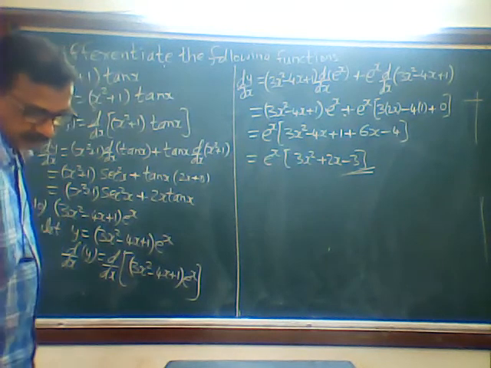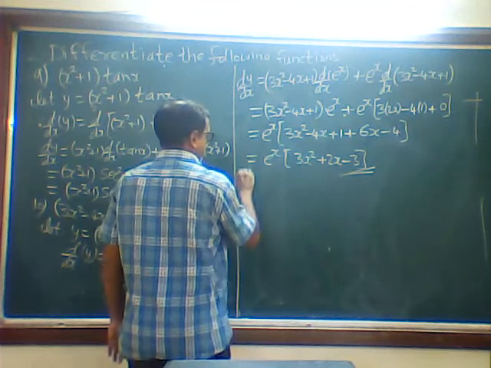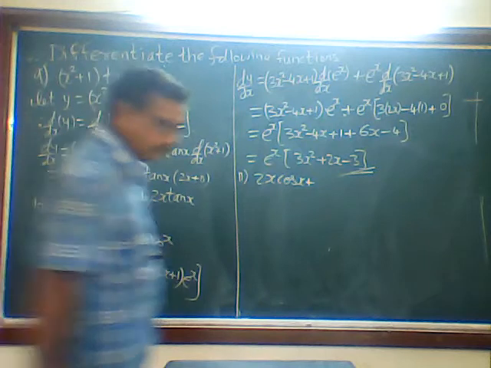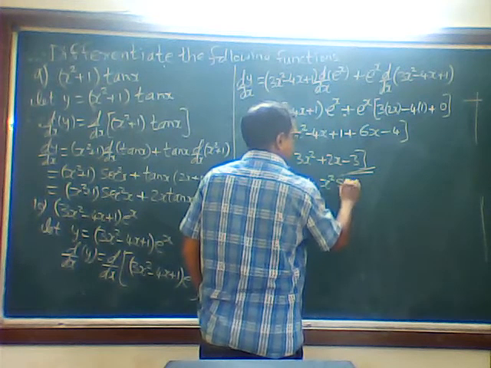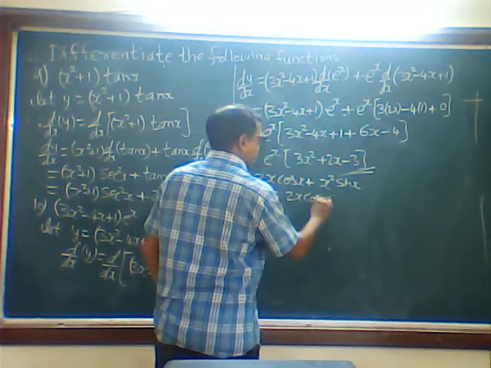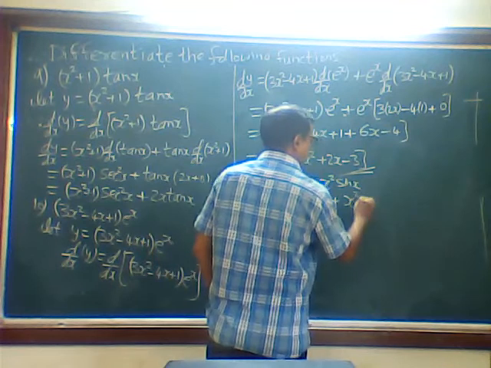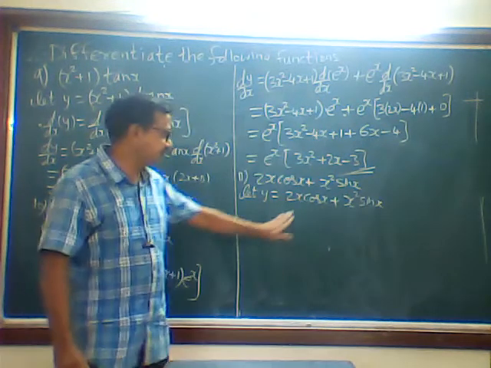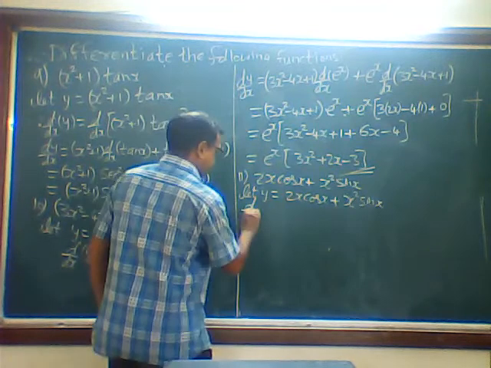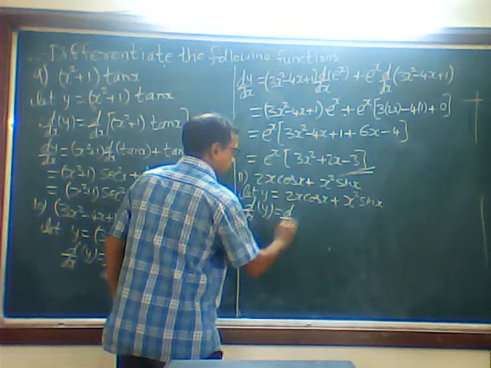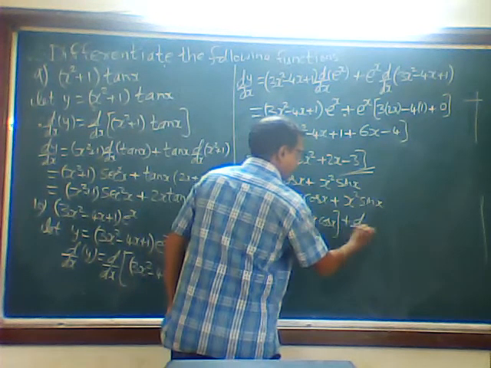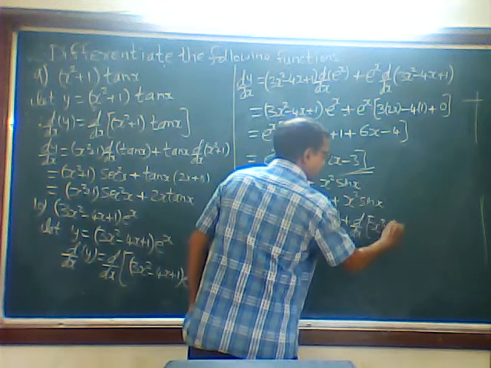Next is with a big sum: 2x cos x plus x square sin x. Okay, we will do this one. So let y is equal to 2x cos x plus x square sin x. So we are having uv here, and again uv here. Got it? Now we will apply d by dx on both the sides. We will apply separately d by dx of 2x cos x plus d by dx of x square sin x.